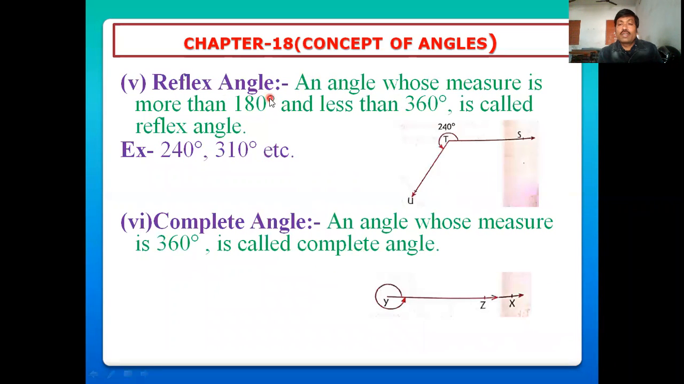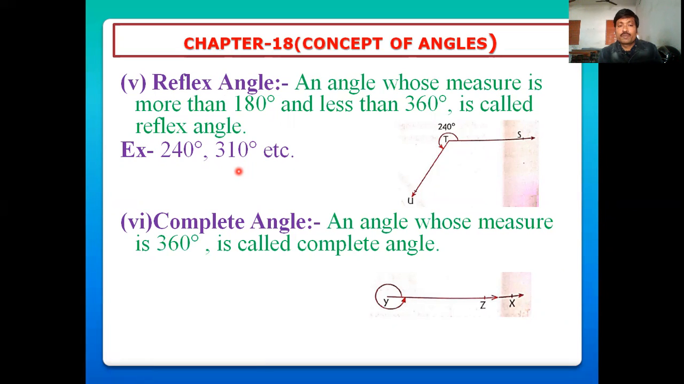Now, reflex angle. What are reflex angles? An angle whose measure is more than 180 degrees and less than 360 degrees is called a reflex angle. Here, this is the representation of a reflex angle. Here it makes 240 degrees. So this is 240 degrees, and in the same way 310 degrees, 340 degrees, 350 degrees are examples of reflex angles.